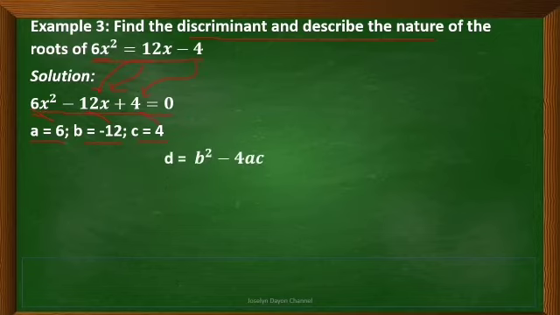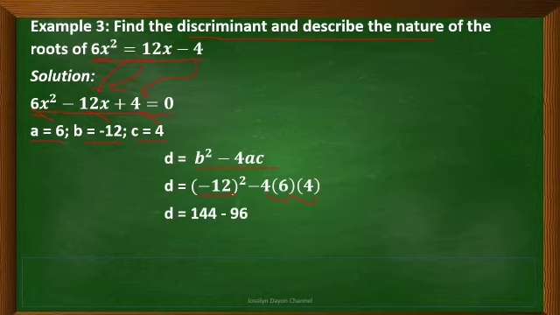Now write the formula. b squared minus 4ac. Substitute the values. Quantity of negative 12 squared minus 4 times 6 times 4. Simplify further. Quantity of negative 12 squared is 144, and 4 times 6 times 4 is equal to 96. Subtract 96 from 144, so the answer is 48. So this is now the value of our discriminant.